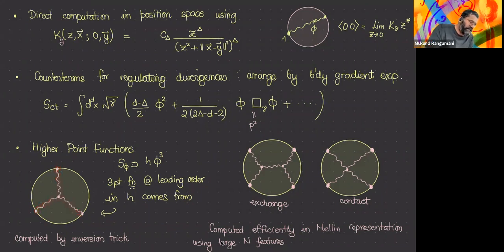Or we can think about it slightly differently. We can think about putting an operator here, an operator here, and an operator here. These are sources for the bulk field. The bulk field being sourced there propagates inward and gets to meet its other pieces from the phi cubed vertex at this point. But I have to integrate over this point.